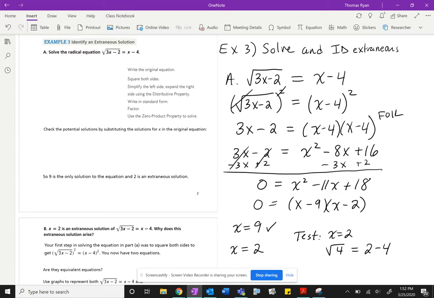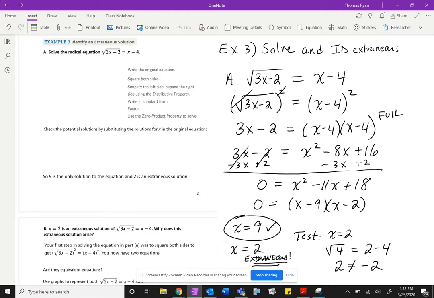The square root of 4, by mathematical natures and laws and all these things, is just the positive. We're going to focus on just the positive here. So that's going to be 2, okay? So the square root of 4 is 2, and sure enough, 2 minus 4 is negative 2, so that's no good. So we see that x equals 2 is extraneous. Extraneous means it doesn't work, so our only solution here is x equals 9.